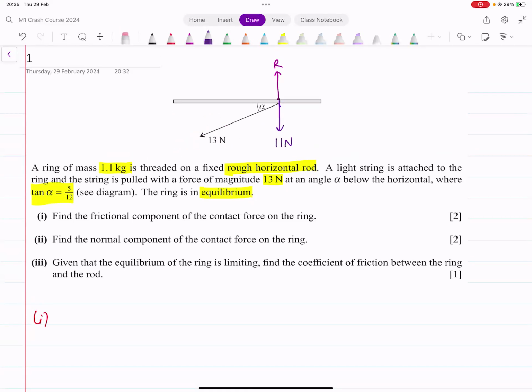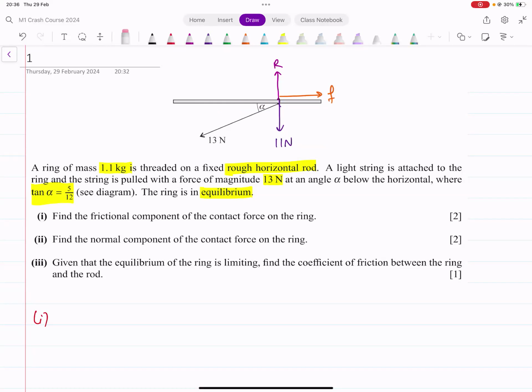What else? Friction. Where is the friction going to act? In what direction is the friction going to act? Any idea about that? What is going to be the direction of friction? Remember, friction acts parallel to the surface. So there are two possibilities. It could either be towards the right side or the left side. These are the only two possibilities. Now, since this 13 Newton force has a component towards the left side, the ring is going to try to move towards the left side. Friction is going to oppose that. So friction is going to act to the right.